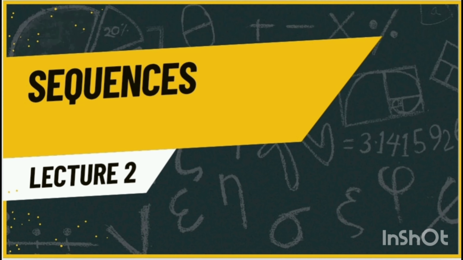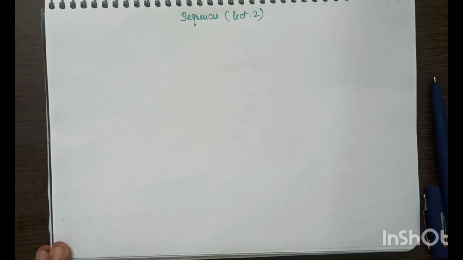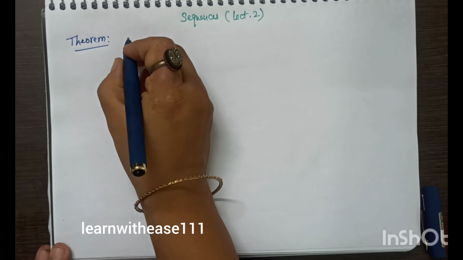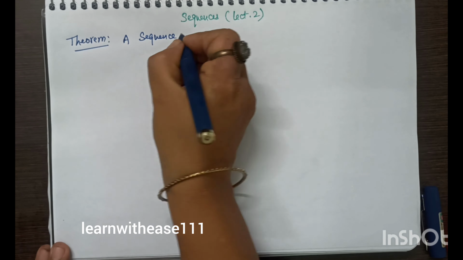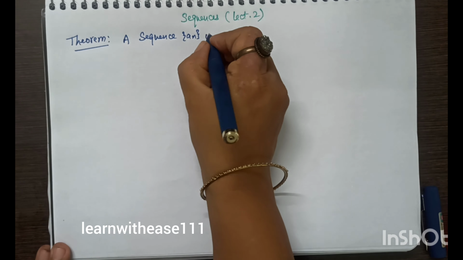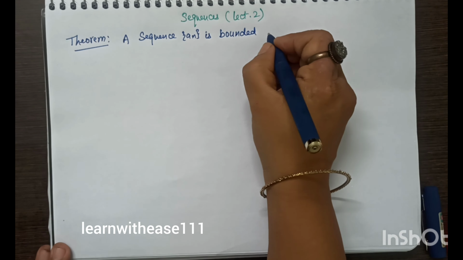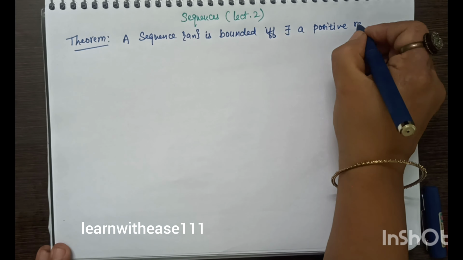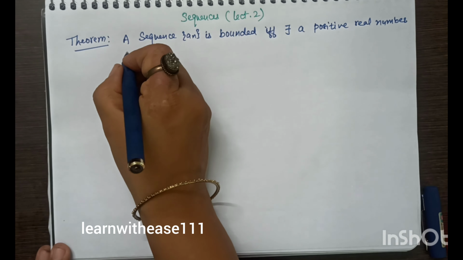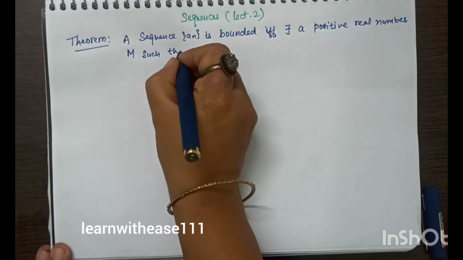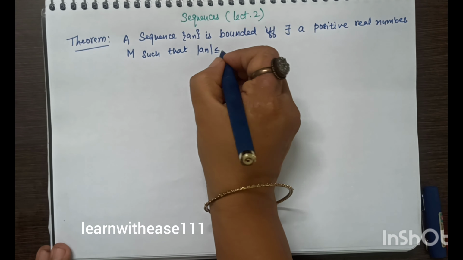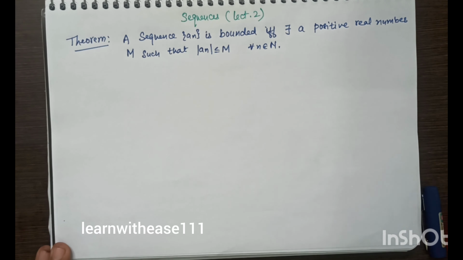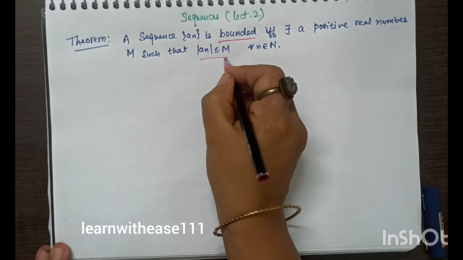Sequences from real analysis. This is the second lecture. So we'll be discussing the theorem after the definitions we have done in lecture 1. A sequence a_n is bounded if and only if there exists a positive real number M such that |a_n| ≤ M for all natural numbers, meaning for every term of the sequence. So we need to prove this result both ways.